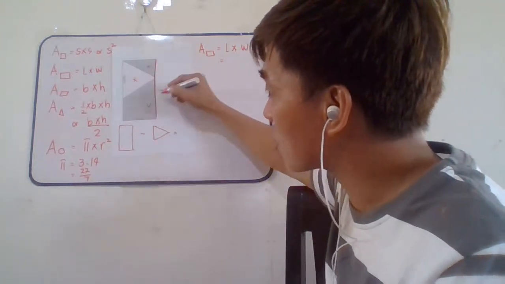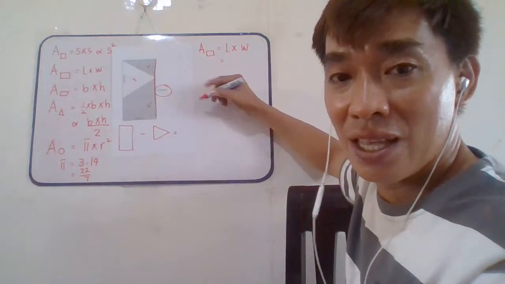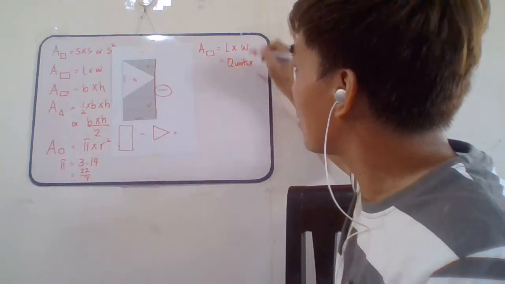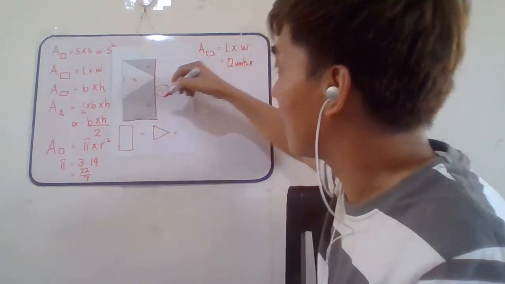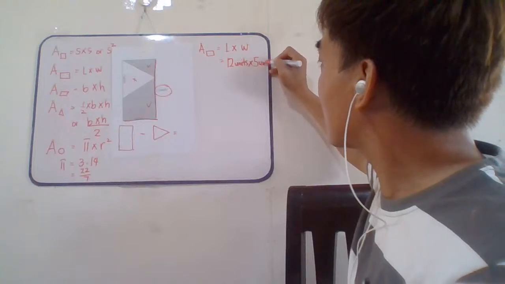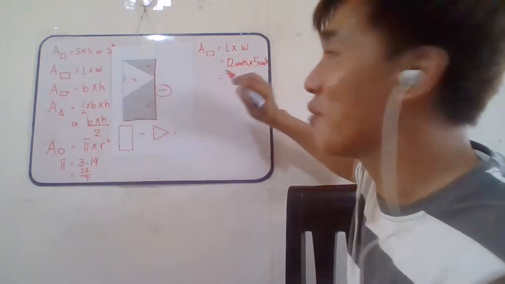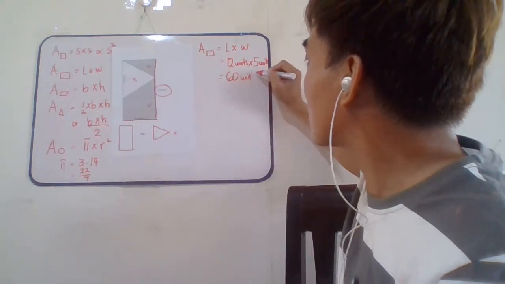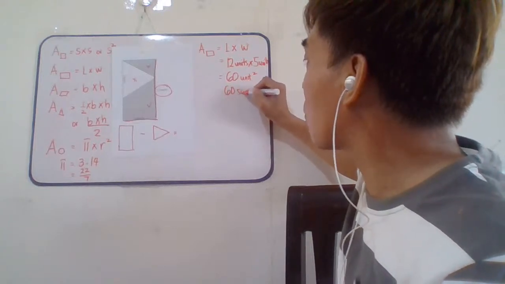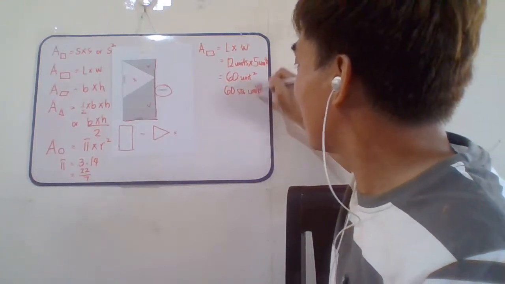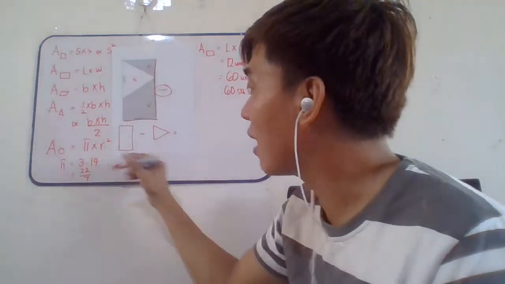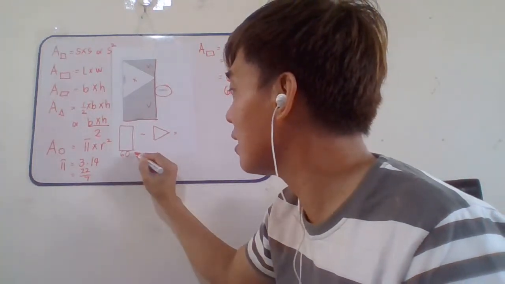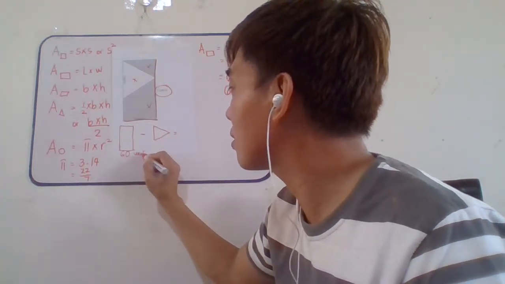The longer side here is 12 units, times the width here, this one, that is 5 units. If you multiply it, 12 times 5 is 60 unit squared, or 60 square units. That's the area of the rectangle, 60. Is it clear? 60 unit squared.